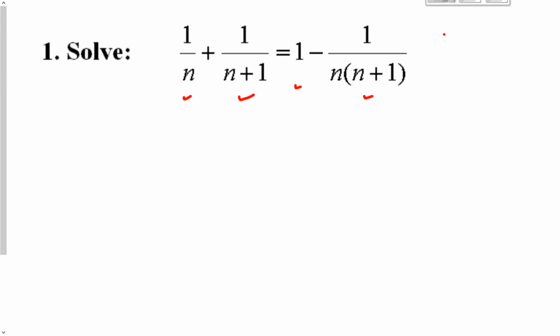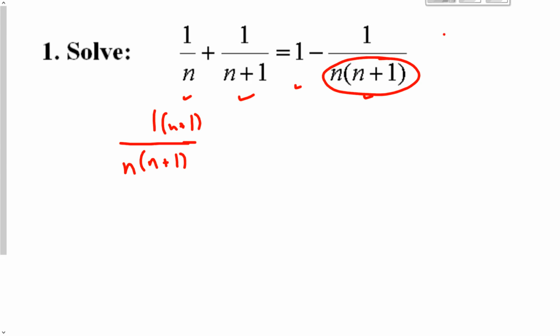What I'm going to do is I'm going to multiply 1 over n so that it has the same denominator as the other one. So I'm going to multiply it by n plus 1. And that's going to give me the same denominator as that last fraction. But since I multiplied the bottom by n plus 1, I got to multiply the top by n plus 1. So now I've got a common denominator with the first fraction and the last fraction.